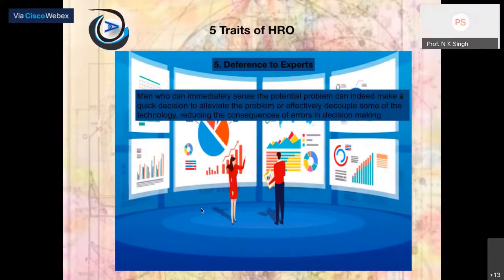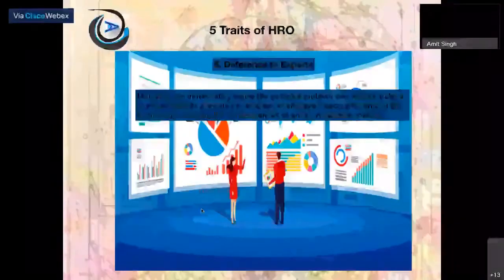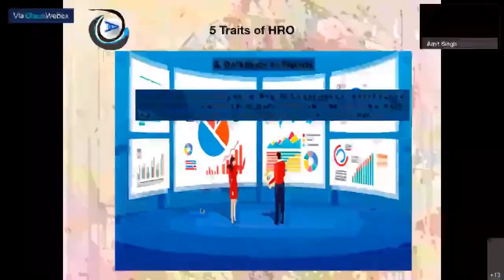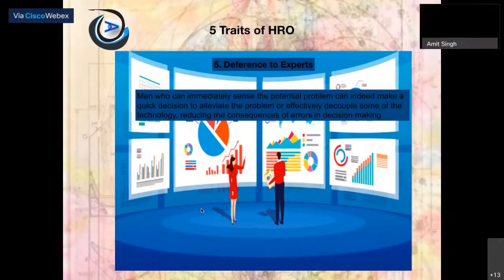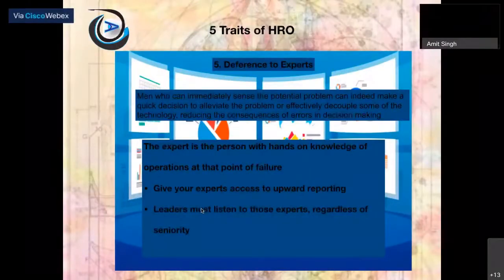If you ask the safety expert, he will have his knowledge in safety systems, but not specific systems. So you'll have to get down to an engineer or a pilot or any other operator in the operations control or ops support. They will give you the exact reason why things failed and what the fix is. So you have to refer to experts in most situations. The expert is the person with hands-on knowledge of operations at that point of failure. When it happened, he will be the first person to come to a conclusion and get you a fix. Give your experts access to upward reporting. Leaders must listen to those experts regardless of seniority.